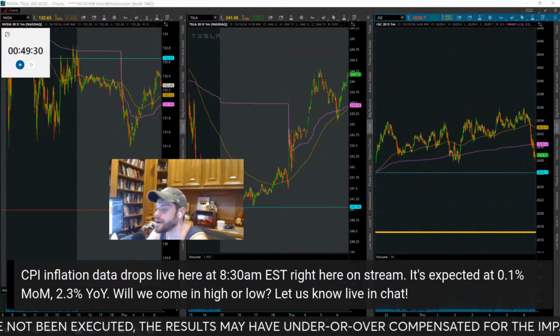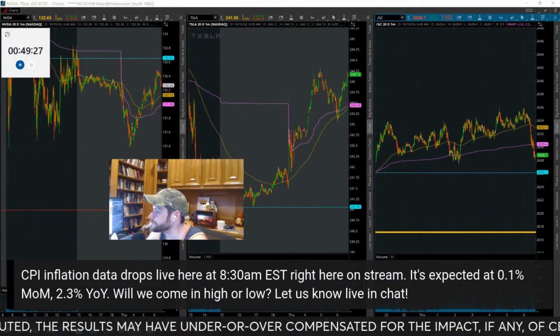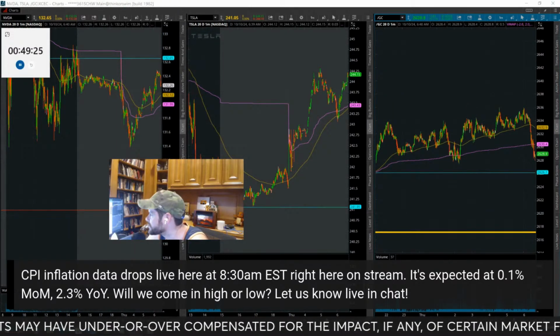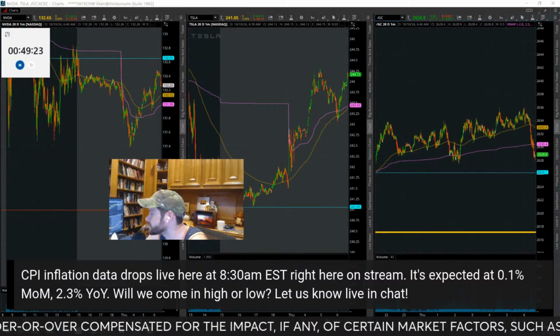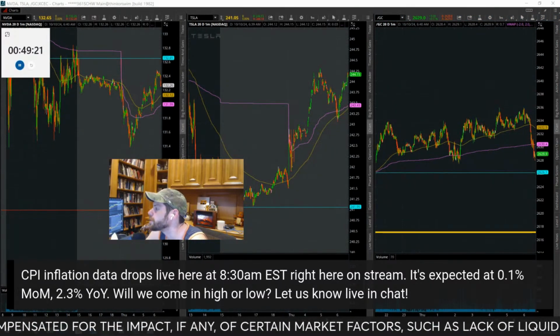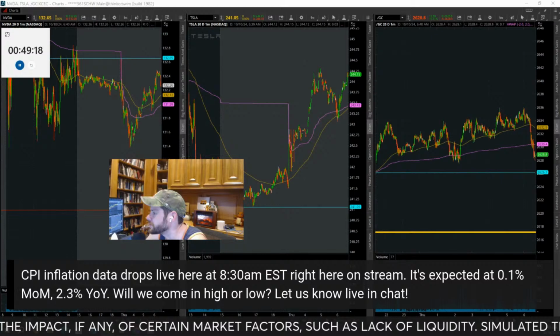But yeah, we got an hour left before CPI comes out, guys. An hour, roughly. We got about 50 minutes. That is a massive report today. This is a huge report. Yeah, nobody knows what CPI is going to show up as. Nobody knows.